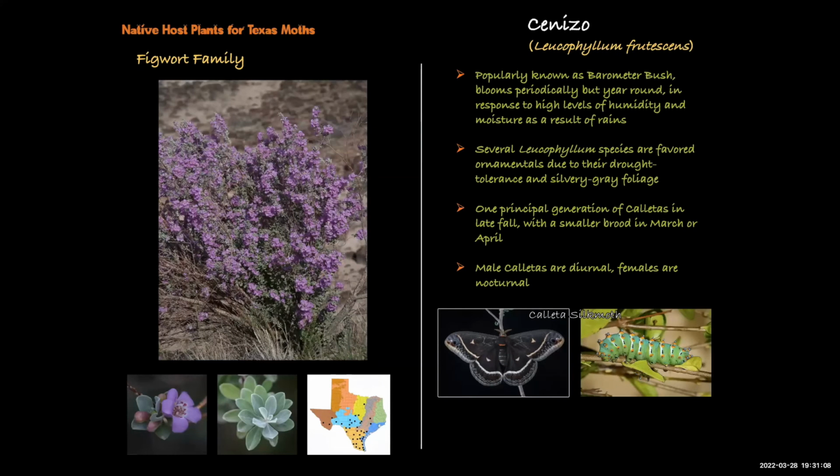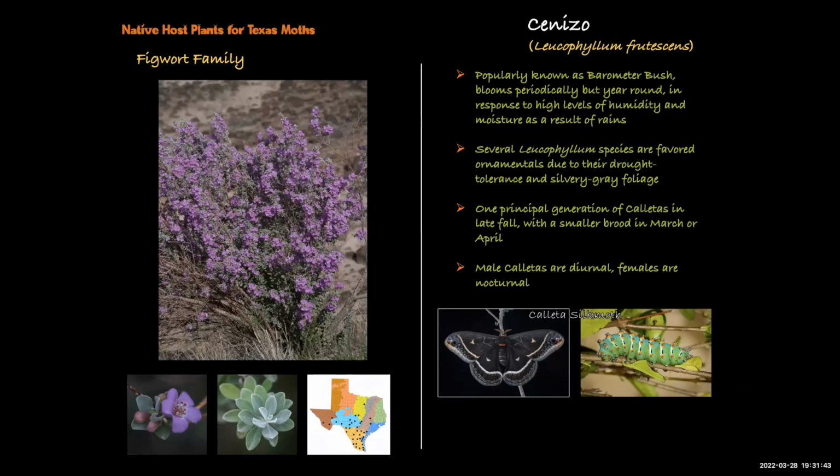Sanito is a wonderful plant we all probably recognize from landscaping. It can be known as a barometer bush. Many people believe that it blooms in response to rain, but it really technically blooms in response to high levels of humidity and moisture because of the rain. Many of the species in this genus are favored as ornamentals because they are drought tolerant, and they have some really beautiful silvery gray foliage, which is a nice contrast to other things in our landscapes.